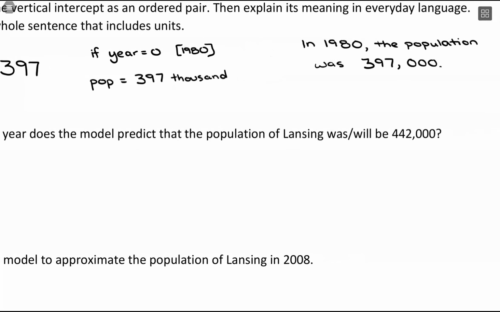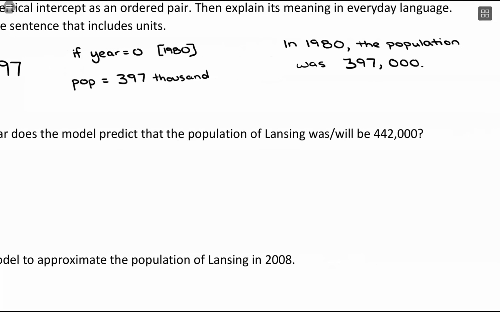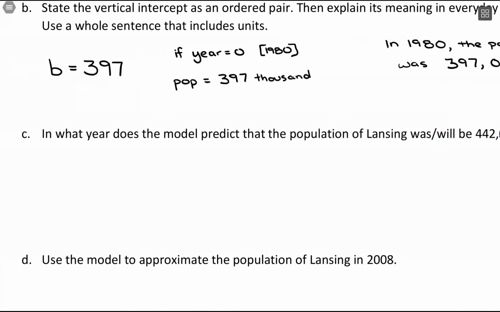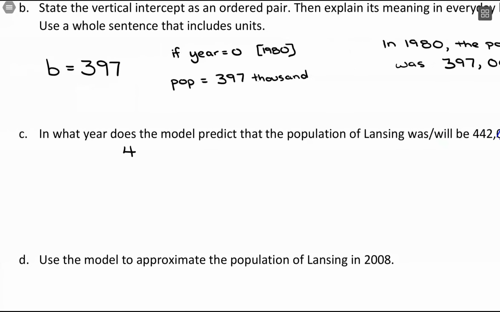All right, part C, in what year does the model predict that the population of Lansing was or will be 442,000? So here they're giving us a population, so they're giving us a value for y. And y is working in units of thousands, so what I want to do is actually get rid of the zeros and think of y as equal to 442. So I'm plugging into the equation, so 442 equals 2.5x plus 397. Then I would subtract 397 from both sides, divide by 2.5 to get x equals 18.